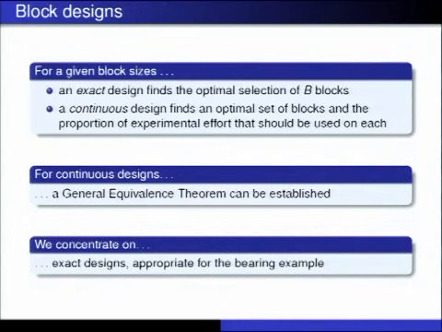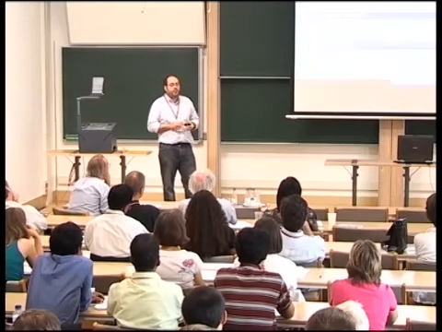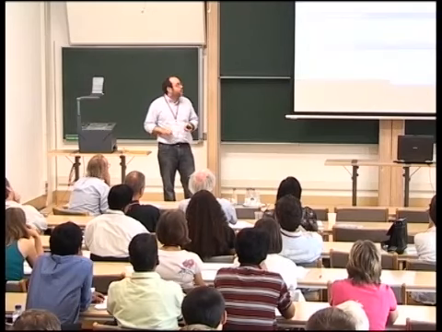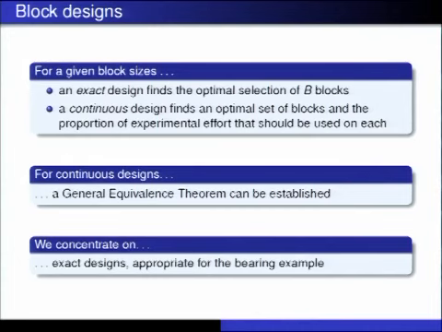So for block designs, there are basically 2 strategies we can take for our design. We can find an exact design, which is going to give us the treatments we should actually run and put them into B blocks for us, or we can find a continuous design which will give us an optimal set of blocks and the weights that we should use with each of those, which tells us the proportion of experimental effort we should apply. If you use continuous designs, then you can establish a general equivalence theorem, which you can, in theory, then use to check the optimality of designs. But what I'm going to concentrate on is exact designs that we could actually use in this bearing example.